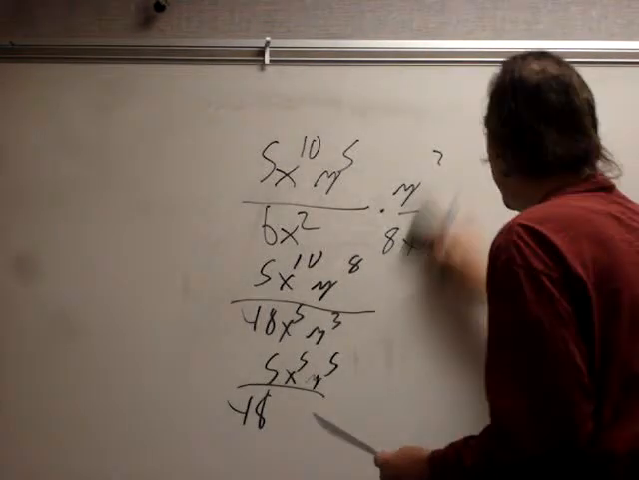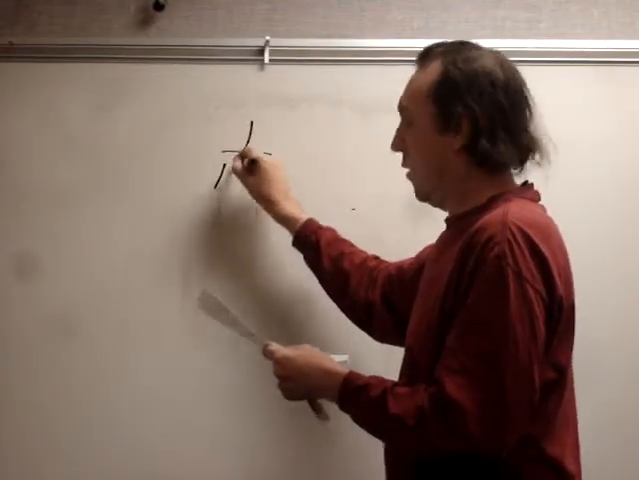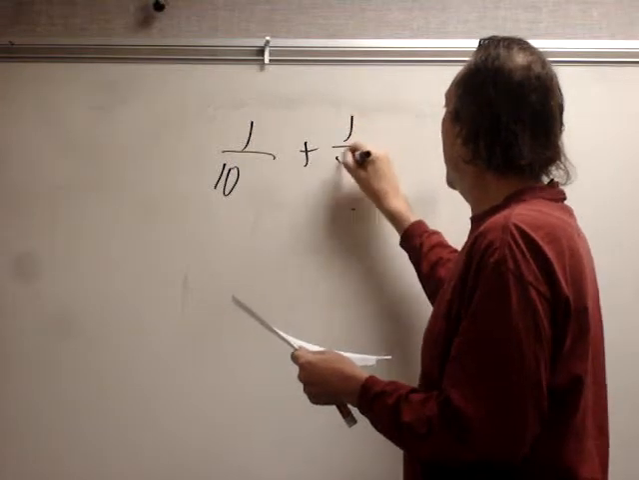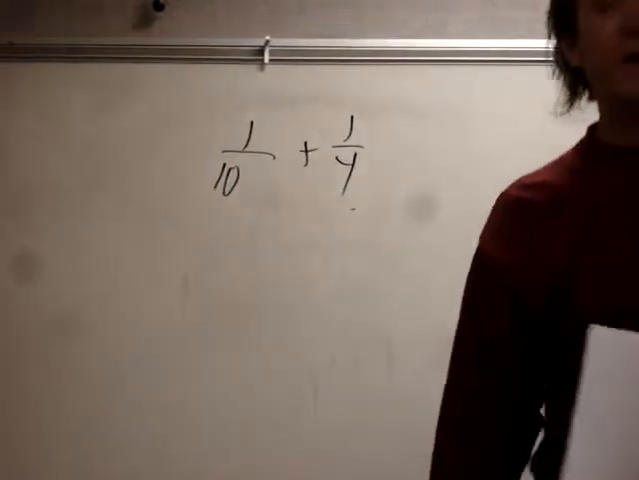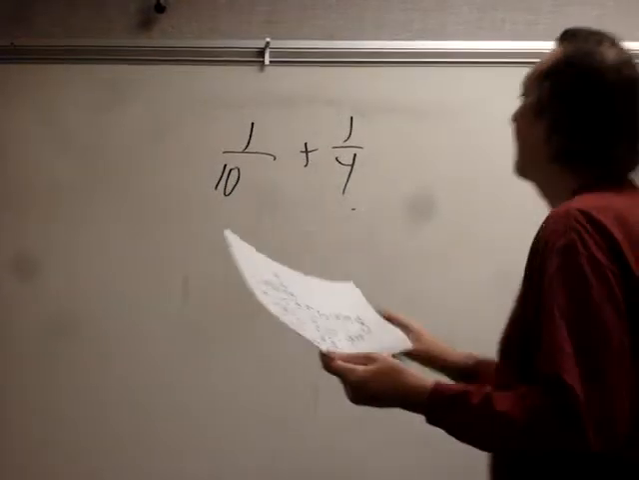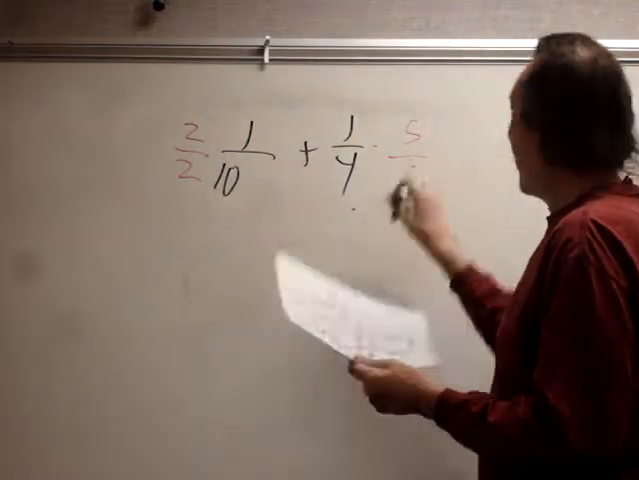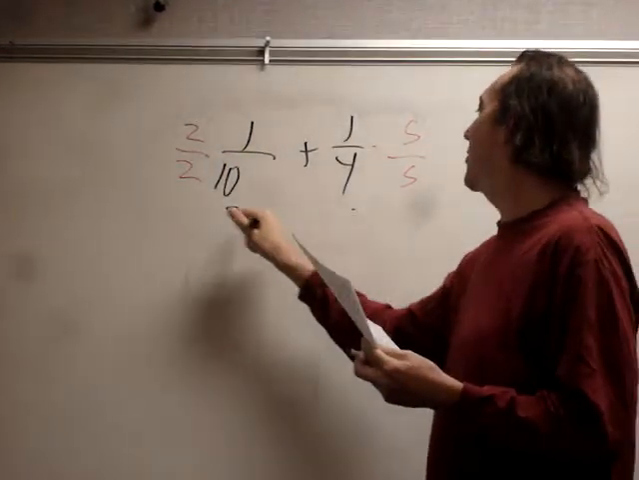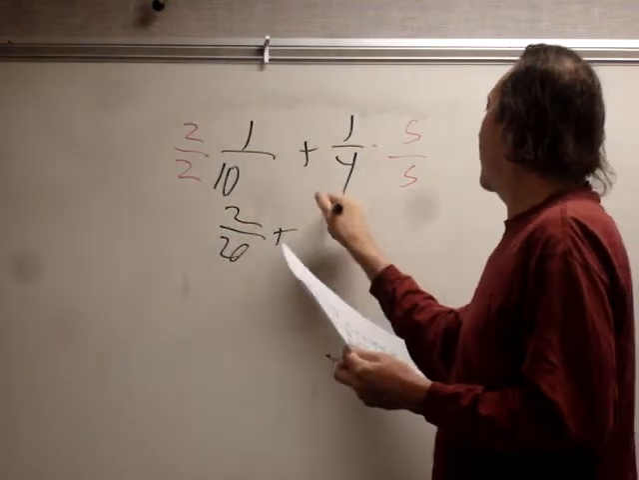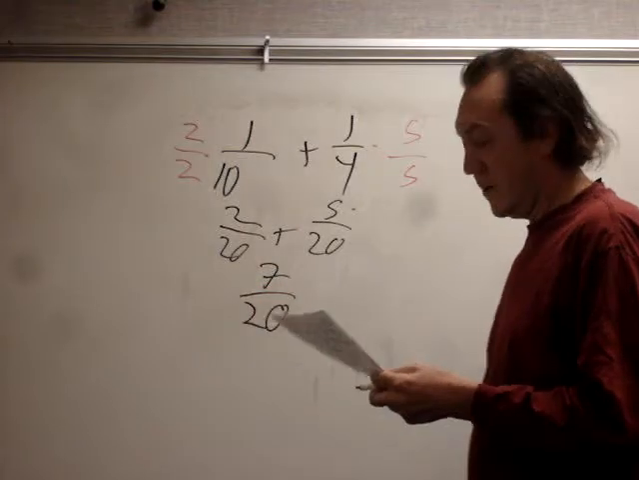Then we're going to have two fractions that we have to add. 1 over 10 plus 1 over 4. So we need to find the lowest common denominator, which is the lowest common multiple of the 10 and 4. That's going to be 20. So I'm going to multiply this one by 2 over 2, this one by 5 over 5. We're going to get 2 over 20 plus 5 over 20, which equals 7 over 20.